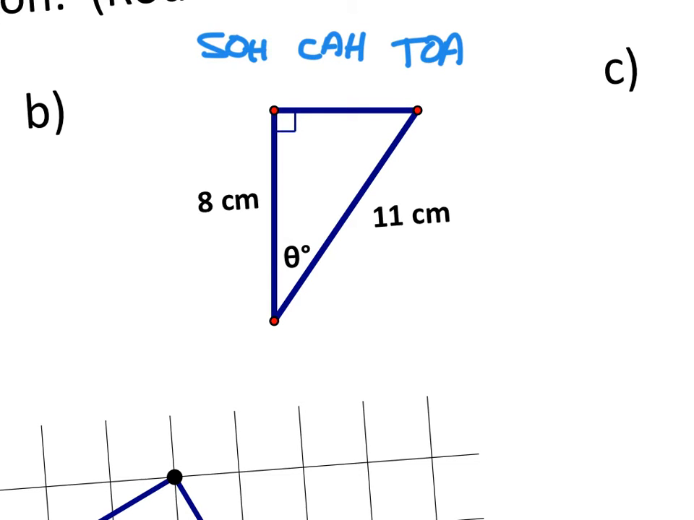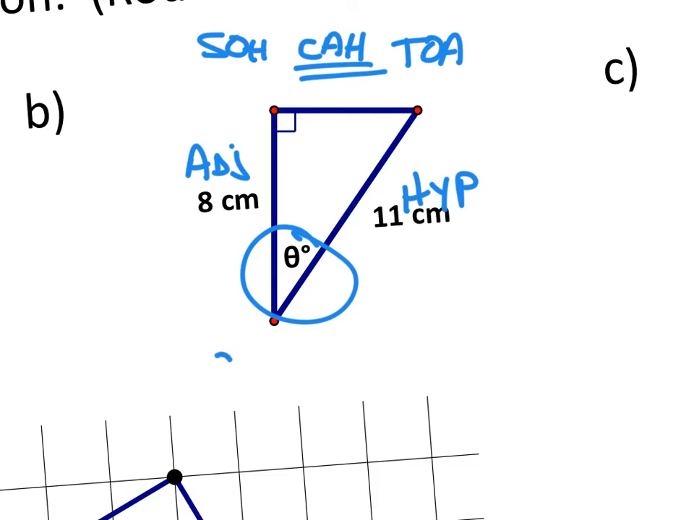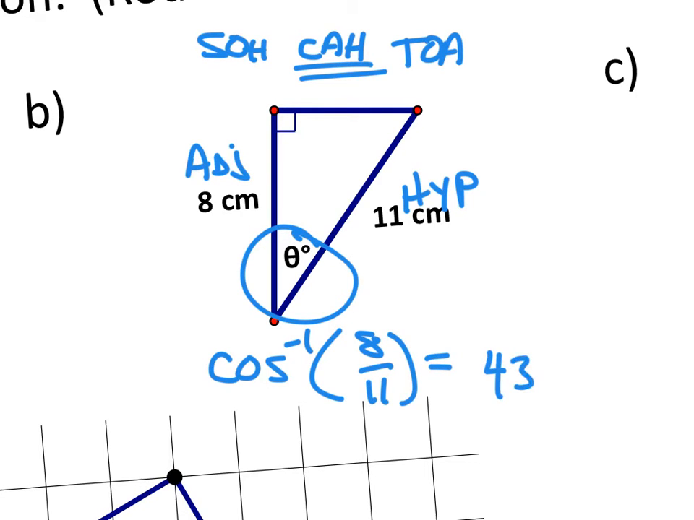Next problem, labeling the sides. Here is our theta that we're looking for. So we have our adjacent side here and hypotenuse here. So A and H, we're using cosine. But we're finding an angle, so we're doing cosine -1 of 8 over 11. Typing that into the calculator, we'll get 43 degrees.